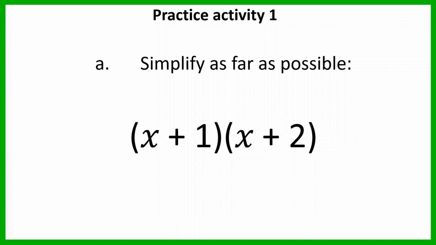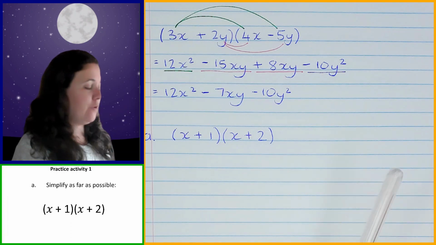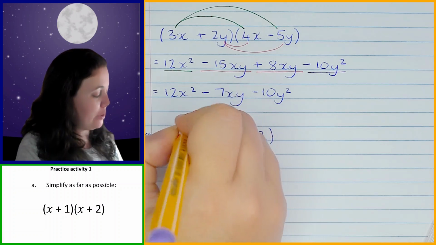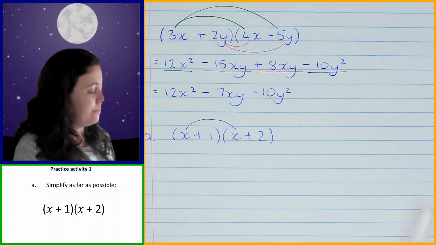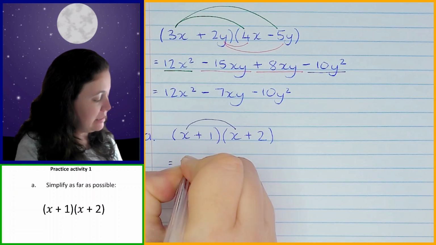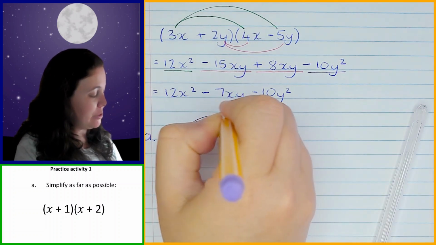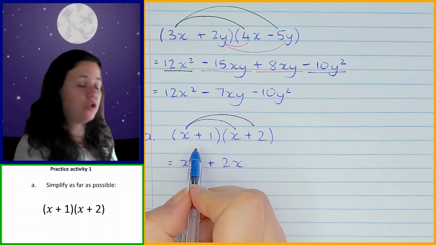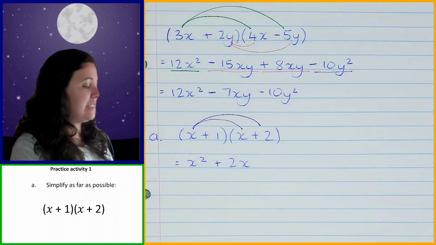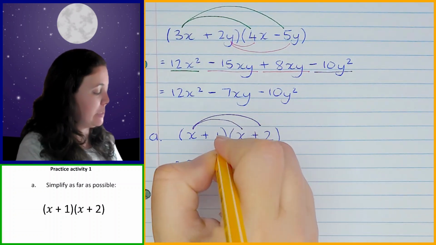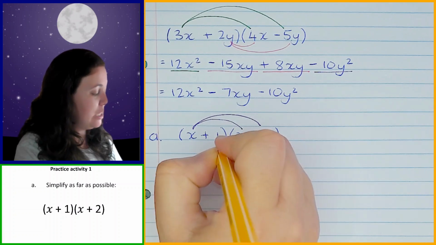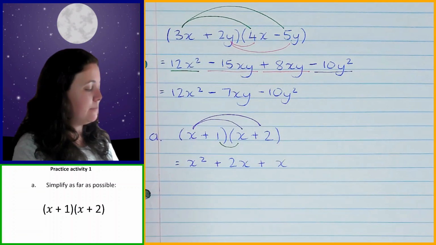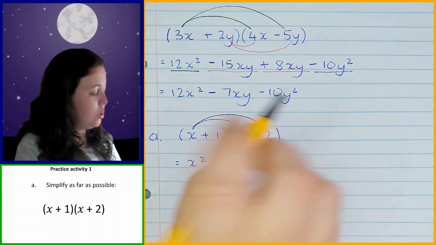Okay, so let's go through that and see what you should have got. I'm going to start off by multiplying my first term with each term in the second set of brackets. So over here I'm going to multiply the x by the x, and that gives me x squared. Then I multiply the x by the 2, and that gives me plus 2x. Now I'm done with the first term in that first set of brackets. Now I'm going to go on to the second term in the first set of brackets, multiplying the 1 into the second set of brackets. So I've got 1 times x, which is plus 1x or just plus x, and then 1 times 2, which is plus 2.